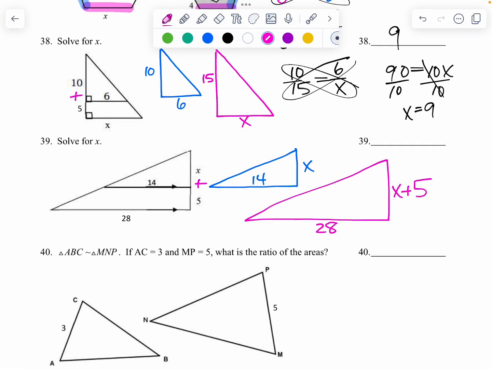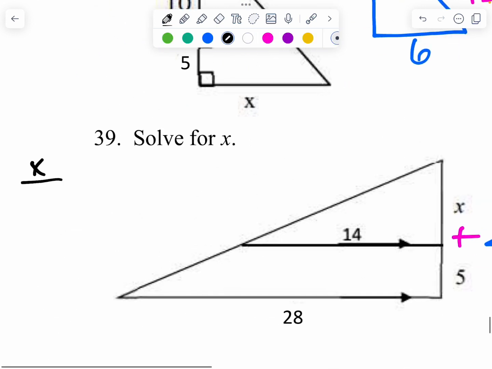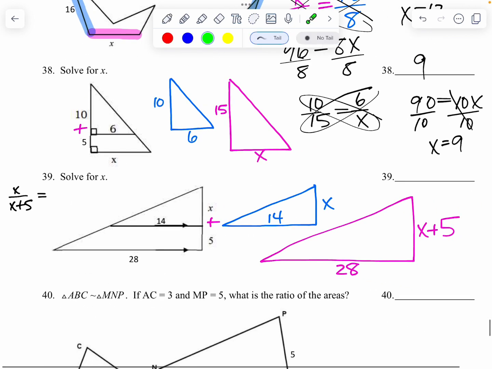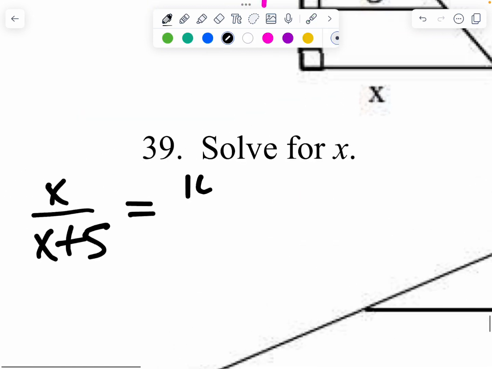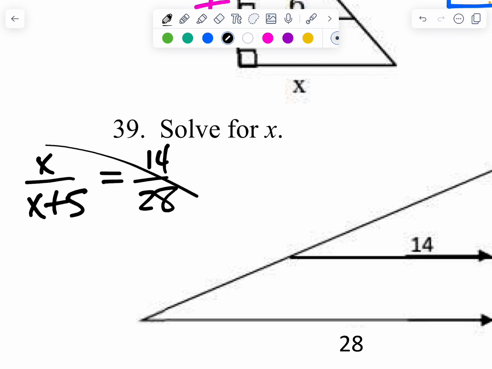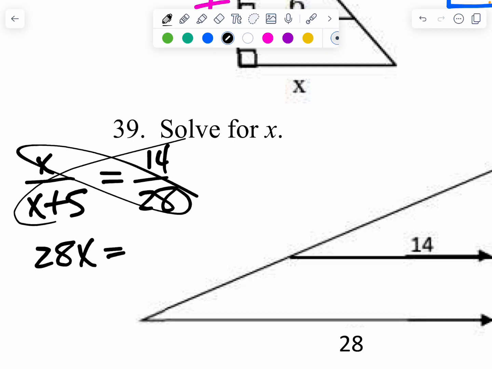Okay, I think I'm going to do my work over here because I'm running out of room. I'm going to take the x and the x plus 5, and I'm going to make a fraction out of them. x over x plus 5 equals, and I'm also going to take my 14 and my 28 and make a fraction out of them. 14 and 28. Excellent. I am going to cross multiply, and I'm going to get 28x. And then this way, I'm going to put 14.